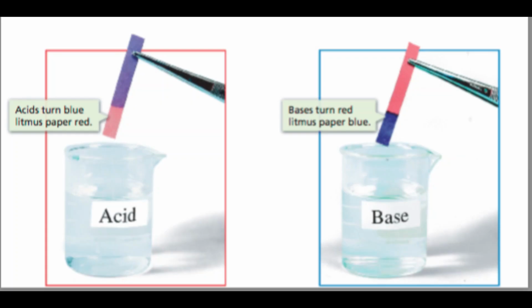Now we talk about the litmus paper test. So, what is a litmus paper? Litmus paper is a tool used to test whether a substance is an acid or a base. So, when a substance is dissolved in water, the resulting solution causes the litmus paper to change color. If your substance is an acid, it will change the color of the litmus paper from blue to red. And if your substance is a base, it changes the color of red litmus paper to blue.